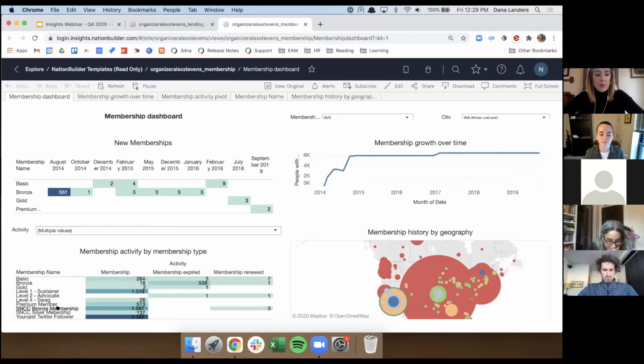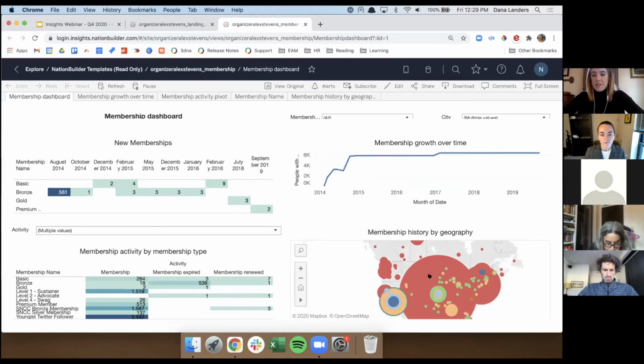So you have your types over here on the left. You have your categories here at the top. So active membership, membership expired, membership renewed. And so you can get a sense of how many people are falling into each of those cohorts.